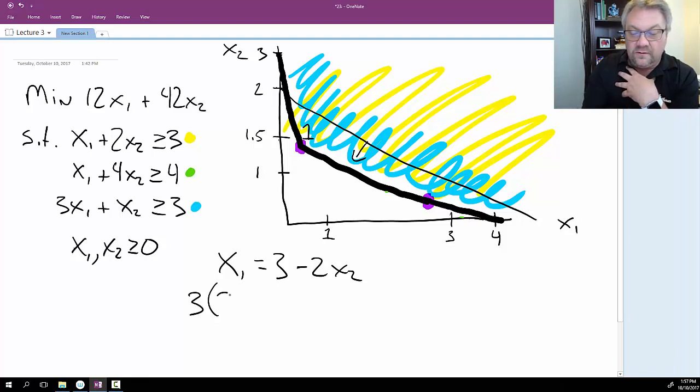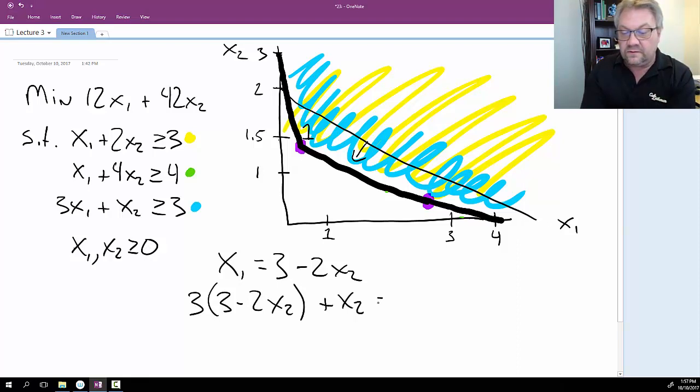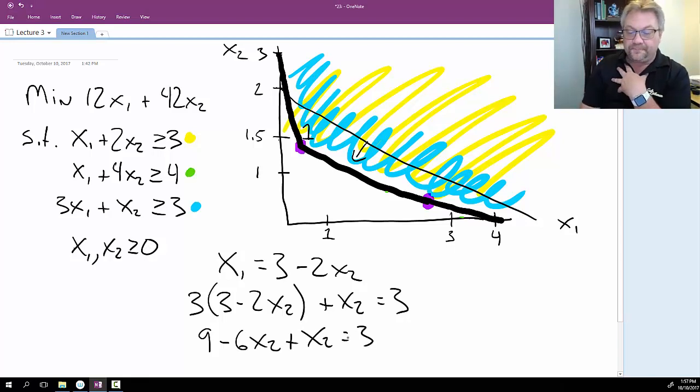So instead of x1, 3 minus 2x2, plus x2 is equal to 3. So I'm going to get 9 minus 6x2 plus x2 is equal to 3. So what I would do, I've got a negative 5x2. I'd move that over, right? So I would have 6 is equal to 5x2.